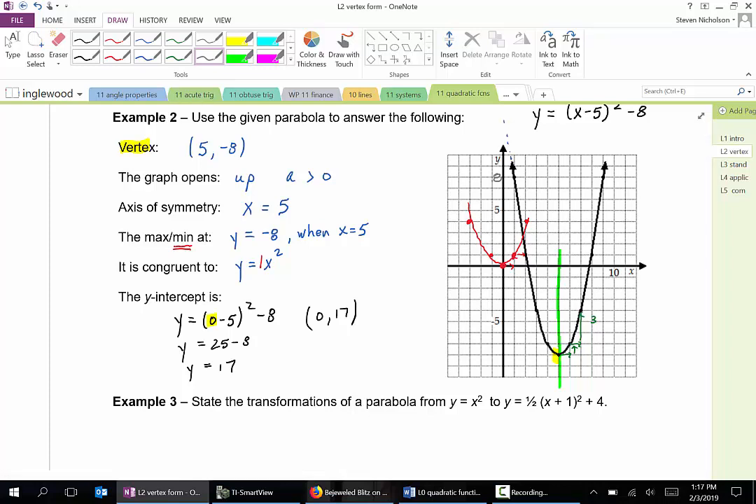So key ideas right now are this notion of identifying the vertex, identifying the axis of symmetry, and congruency. And we'll do more of finding the equation in a second at school.